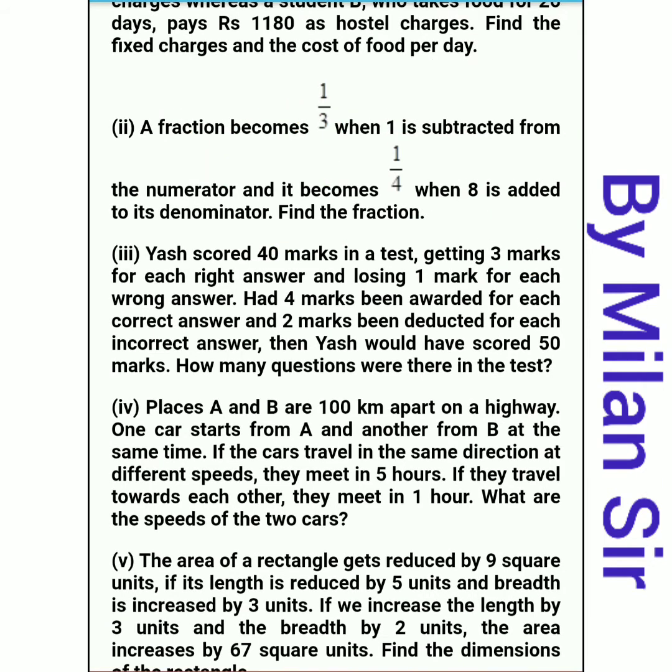Then for now we need to form our second equation. Our original fraction x upon y becomes 1 by 4 when 8 is added to its denominator. So in the denominator we need to add 8. So the original fraction x upon y, we add 8 to the denominator, and it becomes 1 by 4.